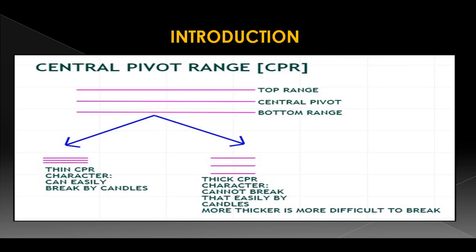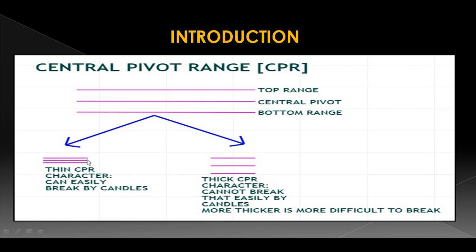Central Pivot Range is called CPR. It means there is a central pivot, at the top there is a range and at the bottom there is a range. So, central pivot range, this is the way the name came. Here I classified the CPR into two types: one is a thin CPR, the other one is a thick CPR.